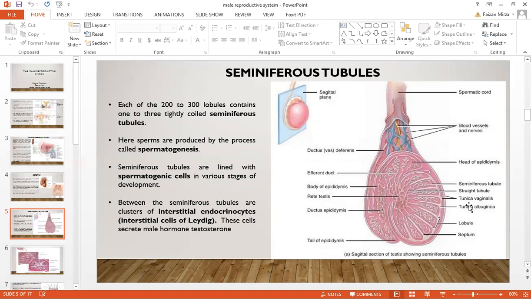You need to keep in mind the labels: the seminiferous tubule, the tunica vaginalis, tunica albuginea, the lobules here, the septum, the tail of the epididymis, the ductus epididymis, the rete testis. This bunch is called the rete testis. The body of the epididymis is here. This is the efferent duct, and this is the ductus deferens, where the spermatic cord attaches. This is how the sperm goes out of the testes from this particular part.